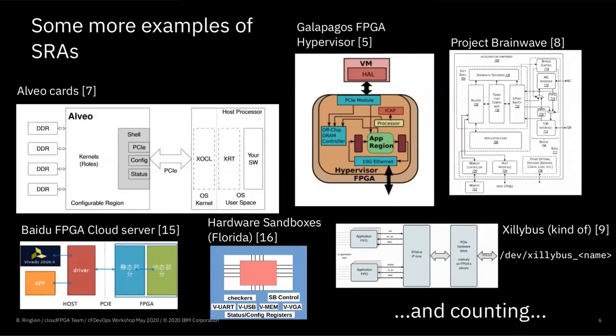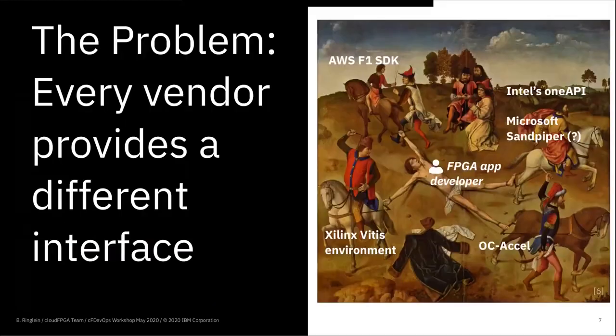And there are, as I said earlier, a lot of other examples like the Alveo cards themselves, the Microsoft project as far as we know it, and some other cloud projects. But we can see that a lot of researchers and engineers came up with relatively similar solutions for a similar problem. But every vendor provides a different interface, and these interfaces are incompatible with each other.